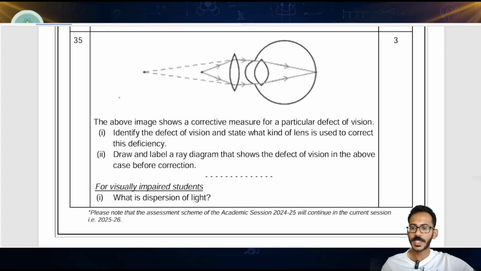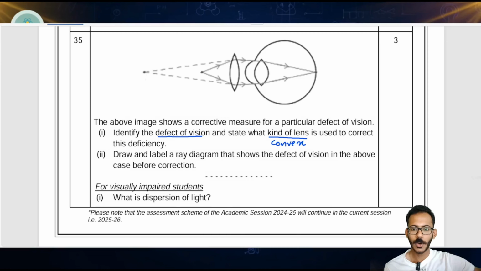This is question number 35 given in the CBSE model paper. Here, this question is also related to the defects of vision. The question is, the above image shows a corrective measure for a particular defect of vision. So here the correction is shown. Identify the defect, and state what kind of lens is used to correct this deficiency. It's already given, so it's very simple. The lens used here is a convex lens, as we can see.